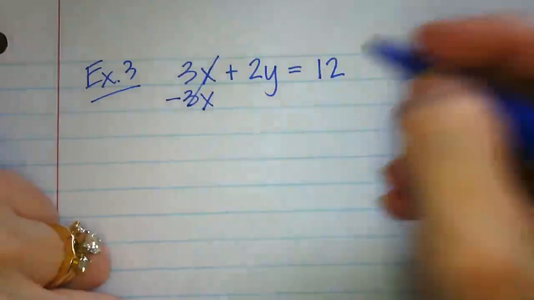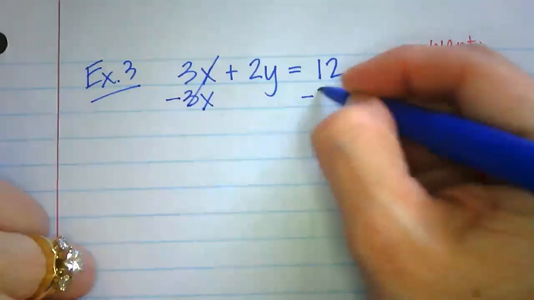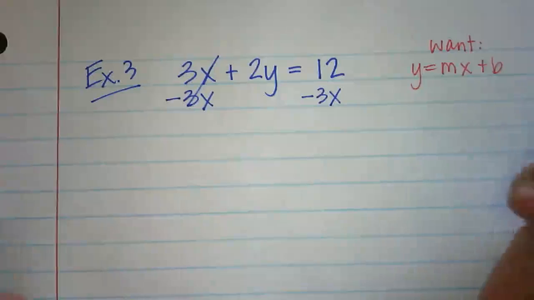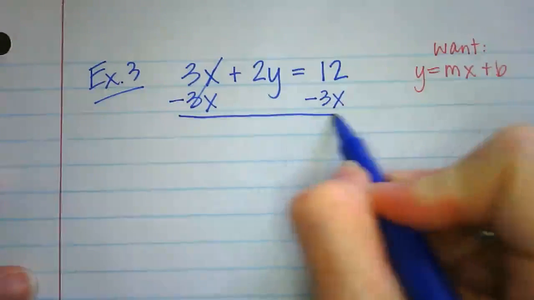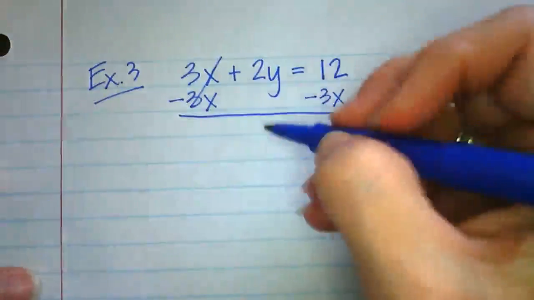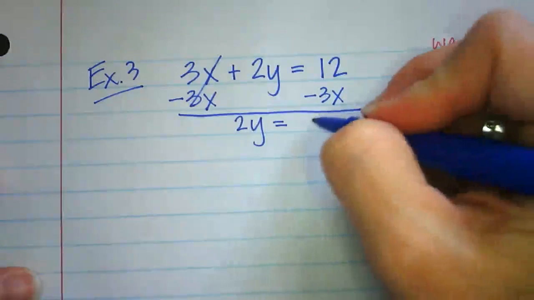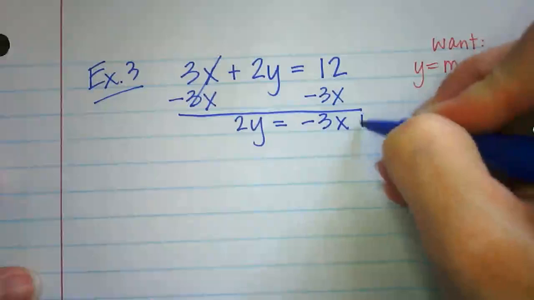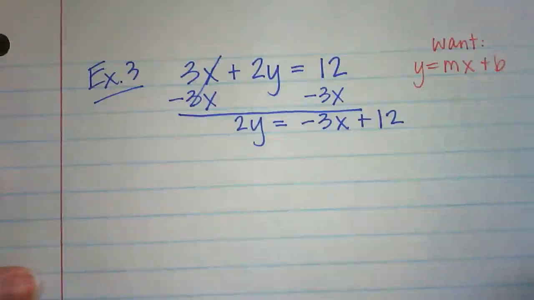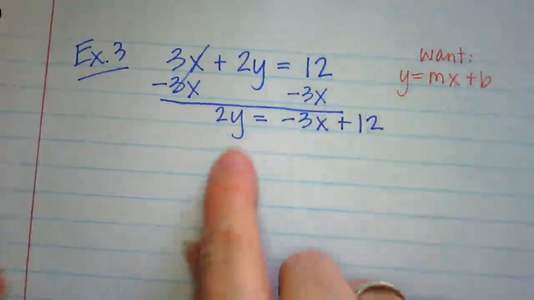So that cancels. But whatever you do to one side, you have to do the other. So we need to come over here and subtract 3x on that side as well. So now on the left, we have 2y. And on the right, we have negative 3x plus 12. All right, so we're almost done.